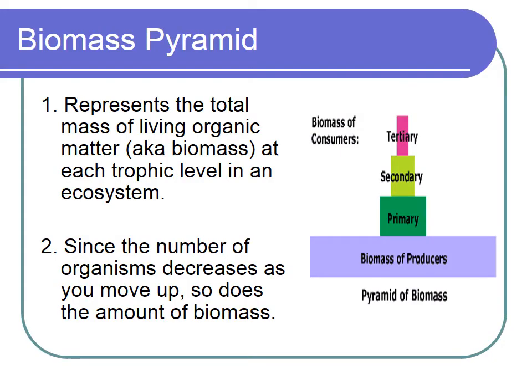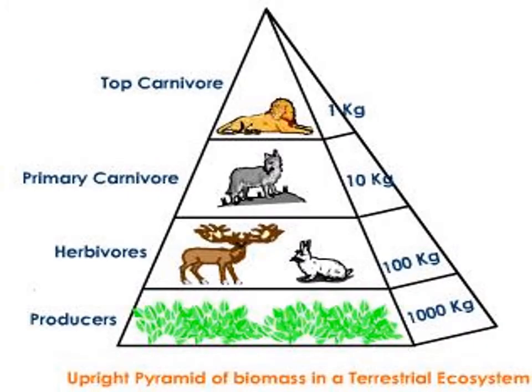Okay, biomass pyramid. The word bio, remember, means living. So living mass. These represent the total mass of living matter, called biomass, at each trophic level. So literally, what is the mass of everything that is living? Since the number of organisms decreases as you move up, in this example, so does the amount of biomass. There's less living mass as you move up.